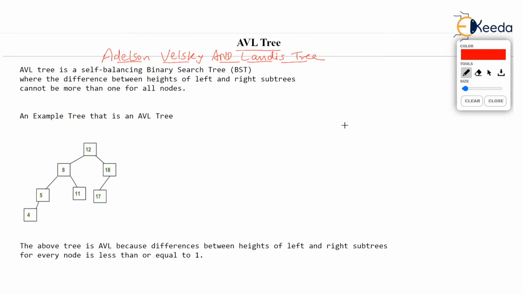Actually, the good news is that AVL tree is nothing but binary search tree. And you already know what is binary search tree. You know the ordering, less than, greater than. You know the node structure. So it is nothing but binary search tree, but it is balanced.